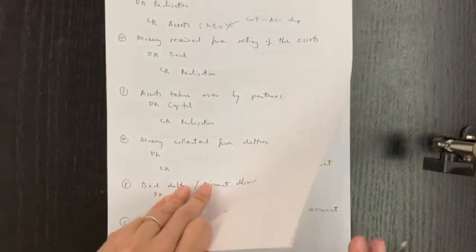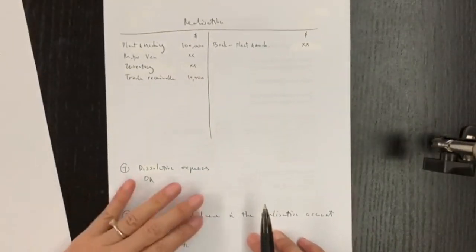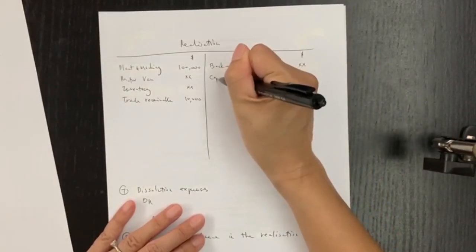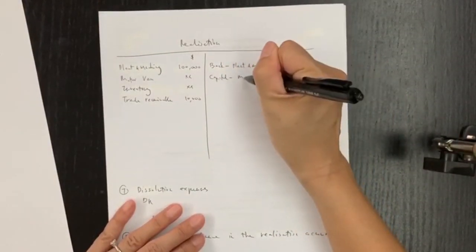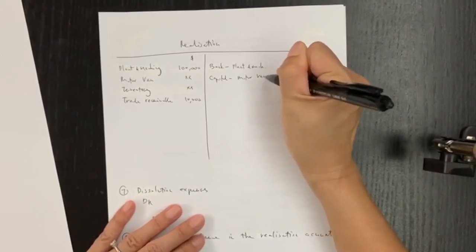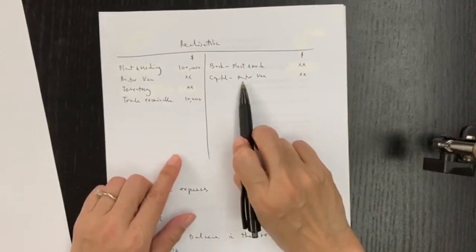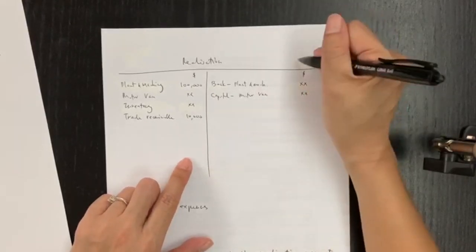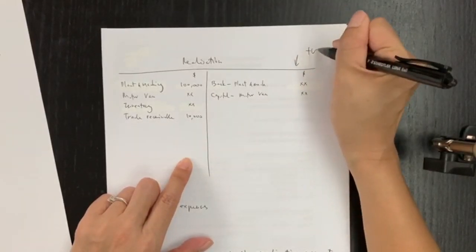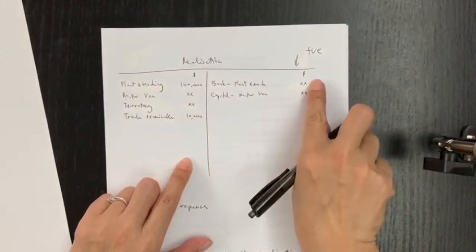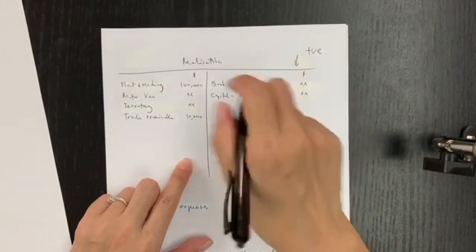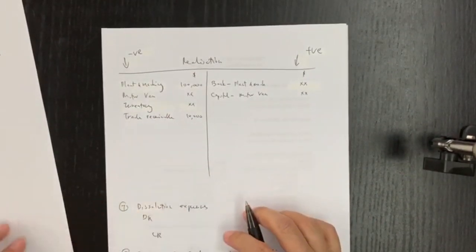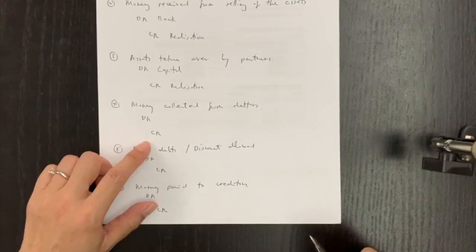Okay, so therefore I will have, credit side here, which is capital. For example, it can be motor van. That means we have motor van being taken over by partners. So obviously, what is this side? This side is debit, this side is positive, and this side is negative in the realization account.